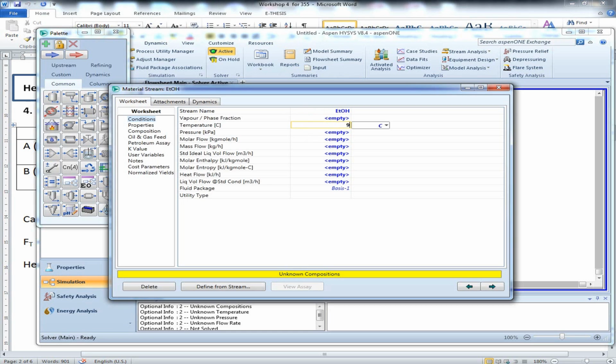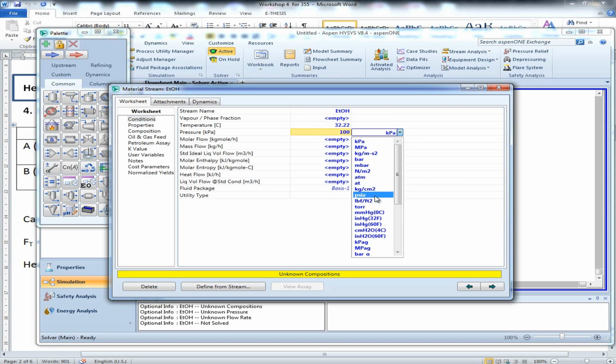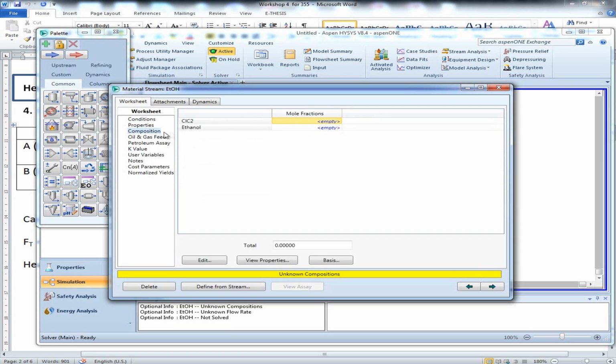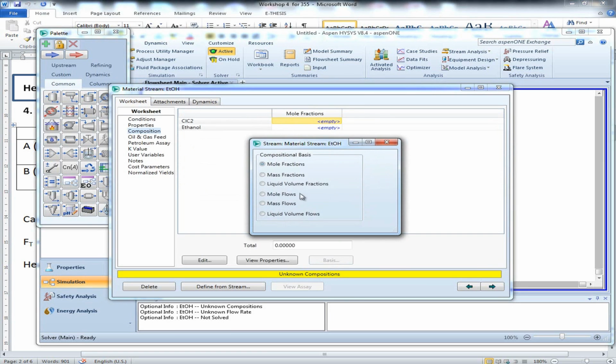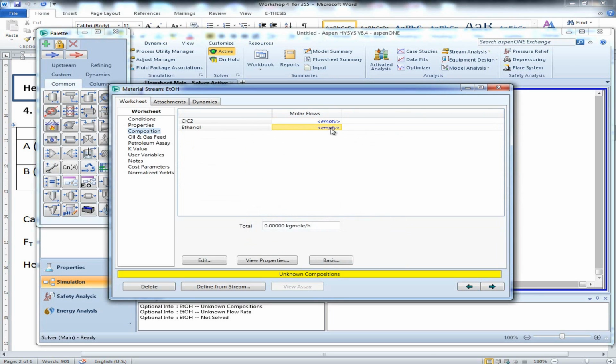Okay, now go for ethanol, with a temperature of 90 degrees Fahrenheit and 100 psia. And then the flow rate is only ethanol at 90 pound mole per hour.